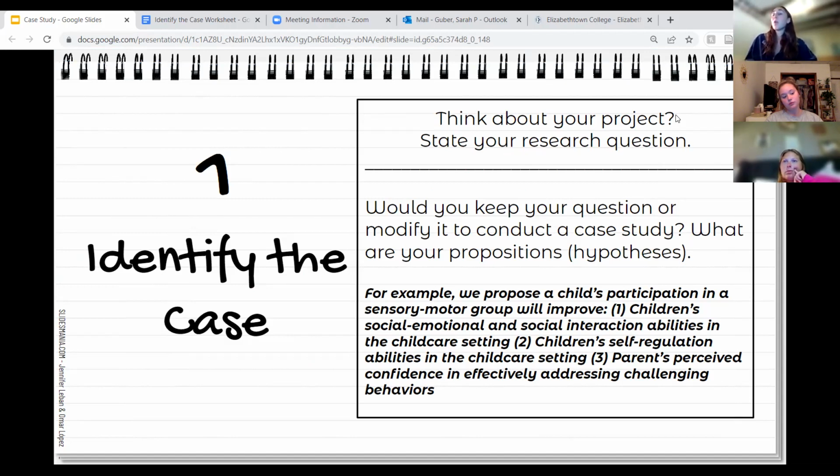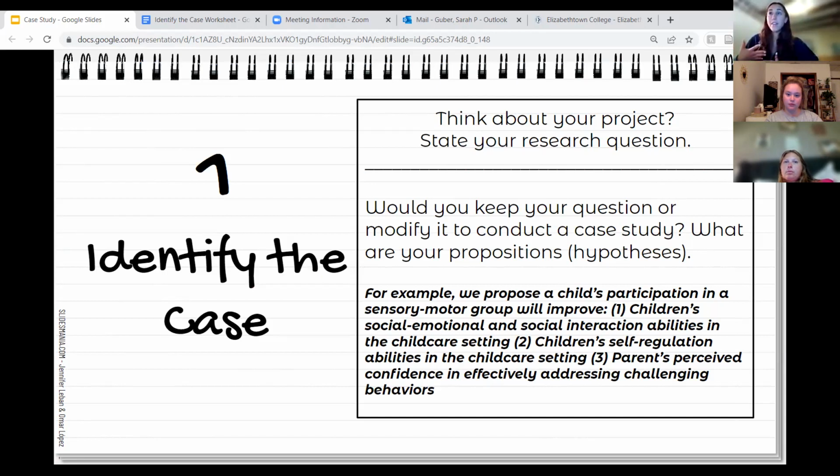So would you keep your question the same as it was in your lit review, or would you modify that in order to conduct a case study? What are your propositions? And if you remember from before, propositions are really just your hypotheses. What do you think you will gather from the case study?